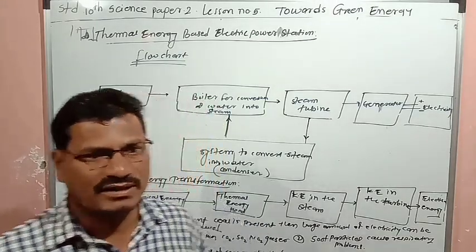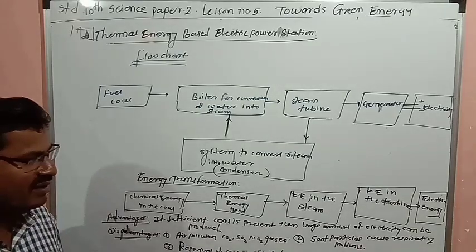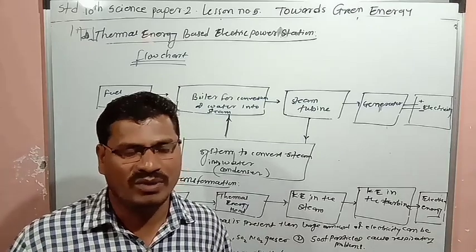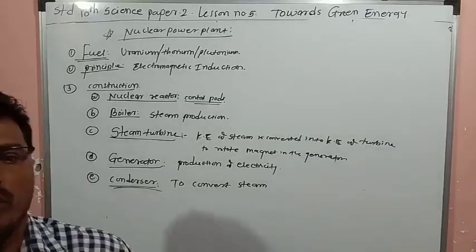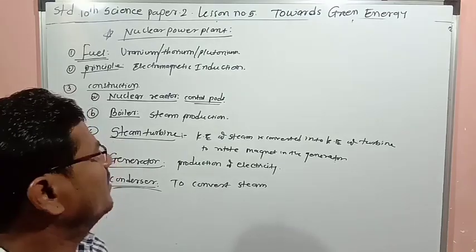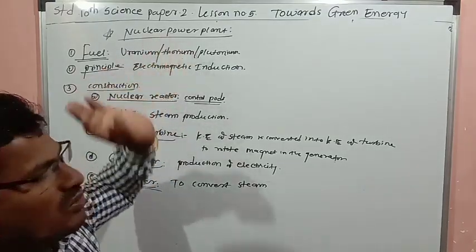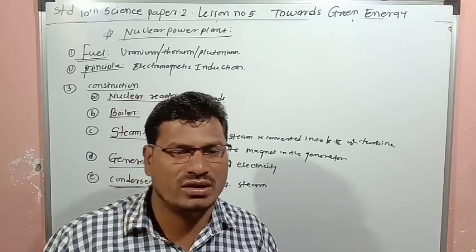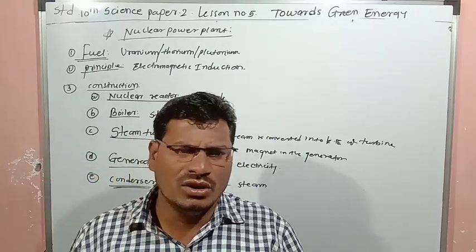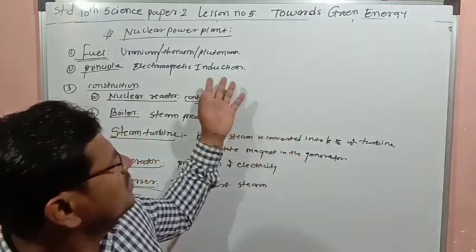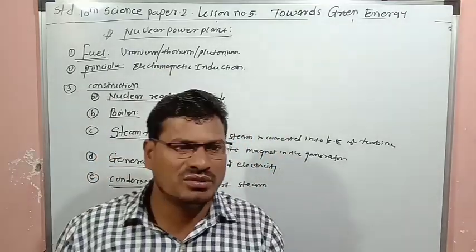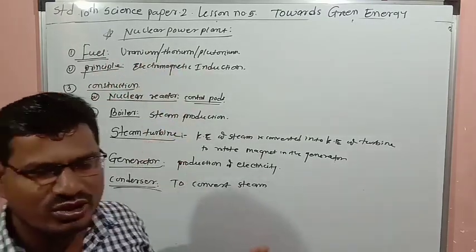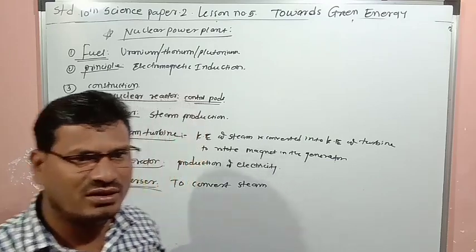After this, the next power plant we have to study is the nuclear power plant. In the nuclear power plant, nuclear energy is used. Which nuclear source of energy or fuel is used? The fuel is uranium, thorium, or plutonium.